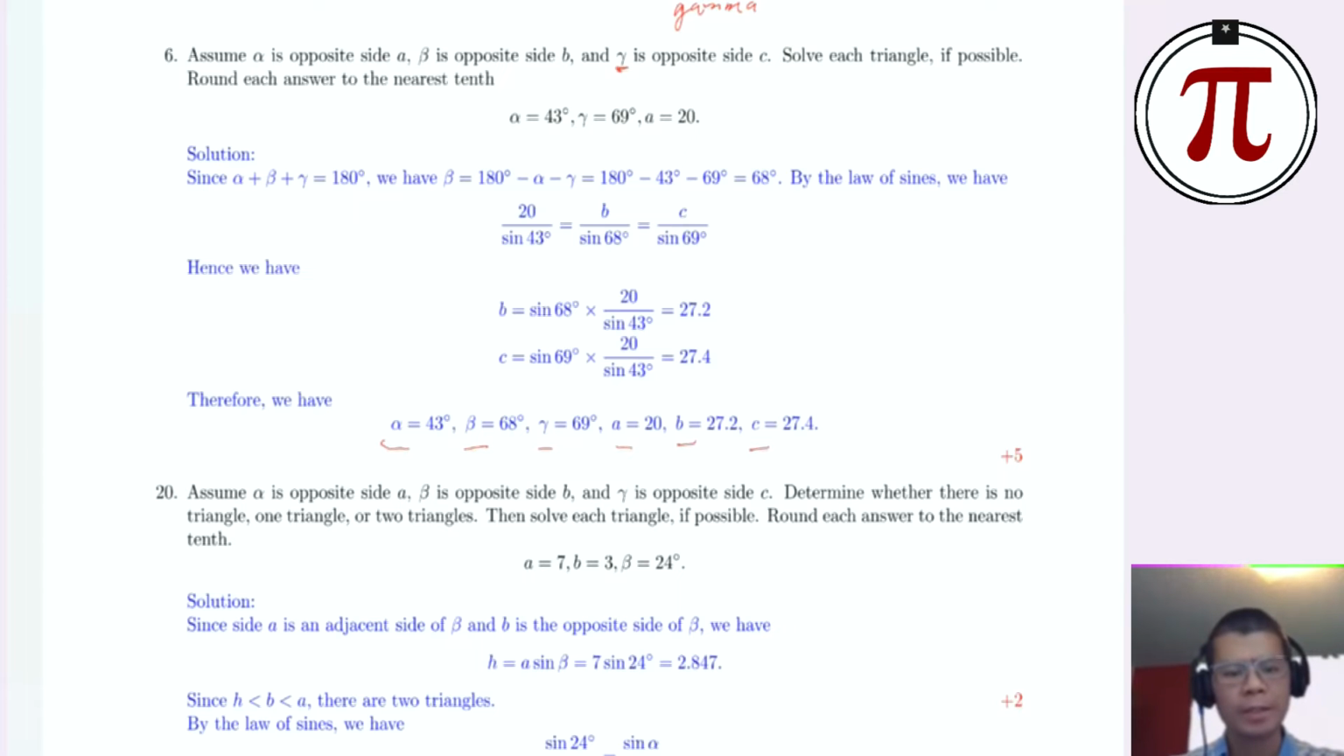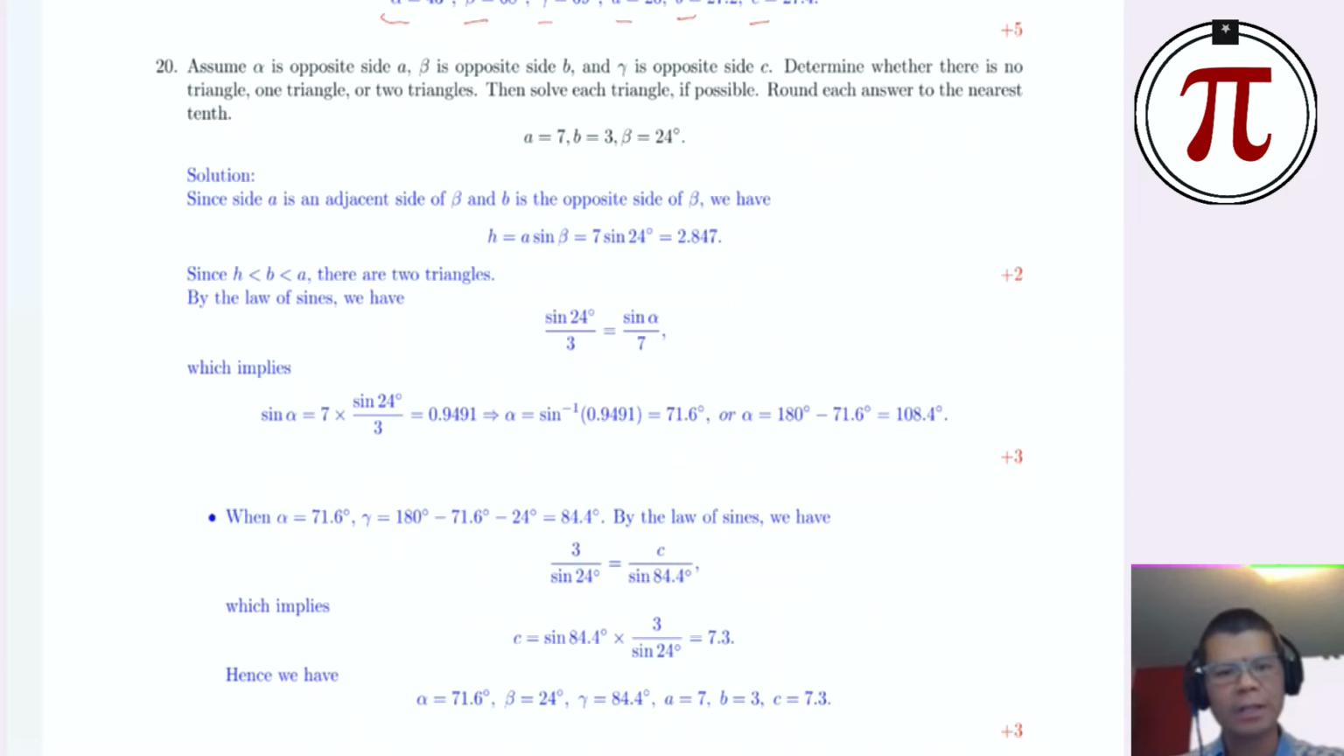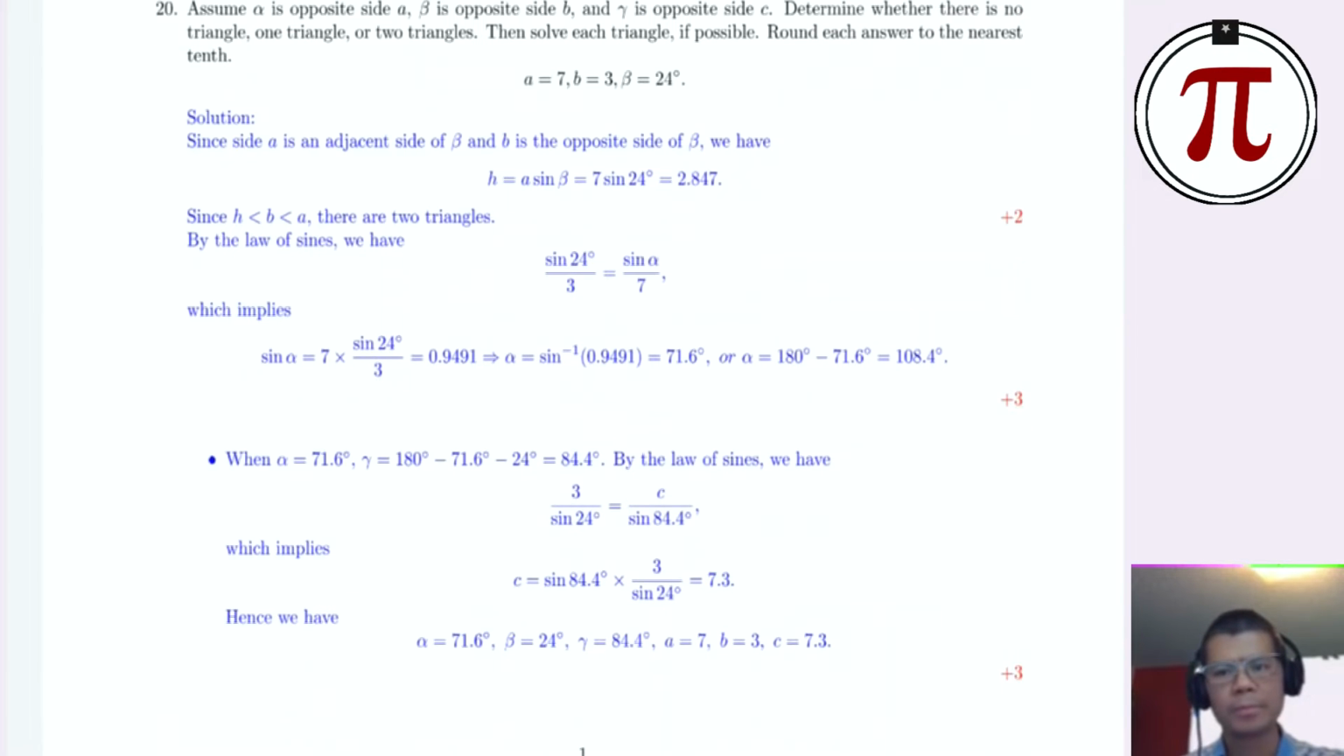Okay. Now question 20. Mustafa, can you read it for us, please? Assume alpha is opposite side A, beta is opposite side B, and gamma is opposite side C. Determine whether there is no triangle, one triangle, or two triangles. Then solve each triangle if possible. Round each answer to the nearest tenth.